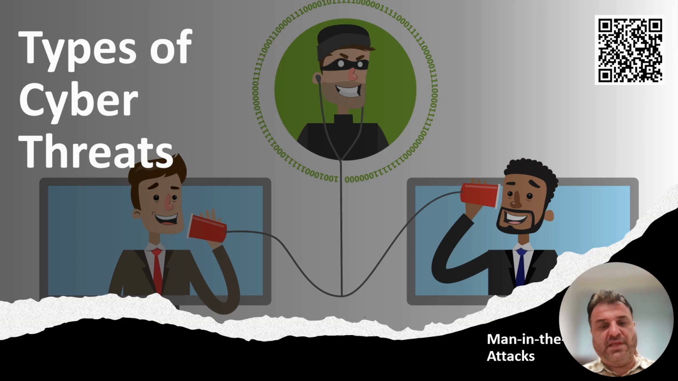And the other one is the man-in-the-middle attack, or MITM attack. An attacker intercepts communication between two parties to eavesdrop or alter data. The common scenario is using an unsecured public Wi-Fi network, or HTTPS downgrade attacks are another scenario. The impact could be data theft, impersonation, and compromised communication.